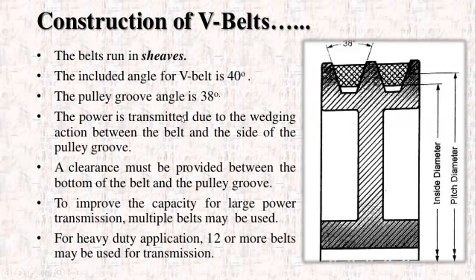And the power is transmitted due to the wedging action, which is in between the belt and the side of the pulley groove. So generally, this has to be in between the belt and the side of the pulley groove. This is the pulley groove here. This is highly used as the frictional element here.